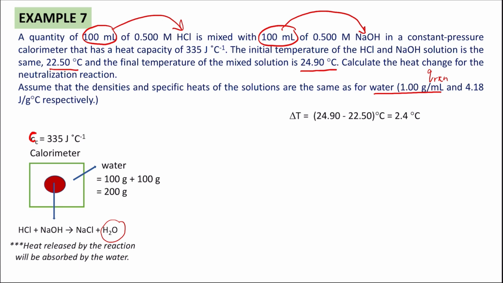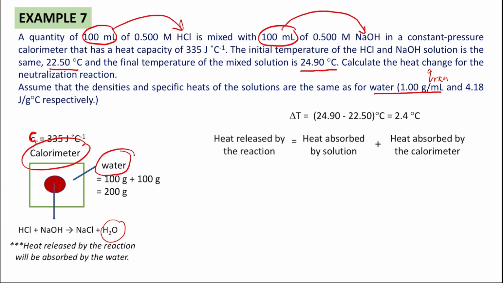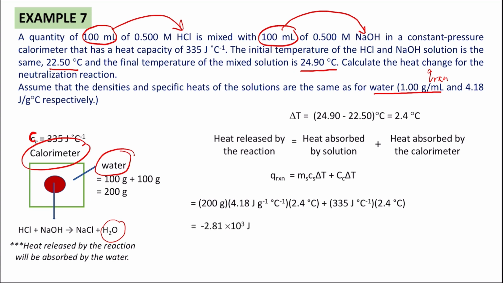Sekarang, kita nak tentukan kita punya surroundings. Kalau nampak kat sini, memang kita ada dua surroundings. Yang pertama, calorimeter. Yang kedua adalah water. So, heat released by the reaction equals to heat absorbed by the solution dan juga calorimeter. Tulis formula, masukkan value, awak akan dapat nilai dia negatif 2.81 exponent 3 joule. So, untuk tukar jawapan kepada kilojoule, awak akan tulis sahaja negatif 2.81 kilojoule. Dan negative sign ini untuk indicate heat release.